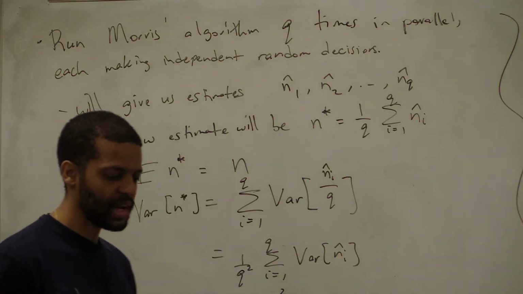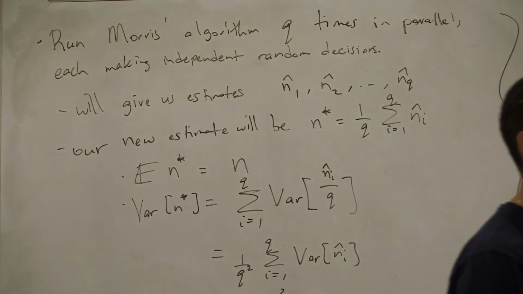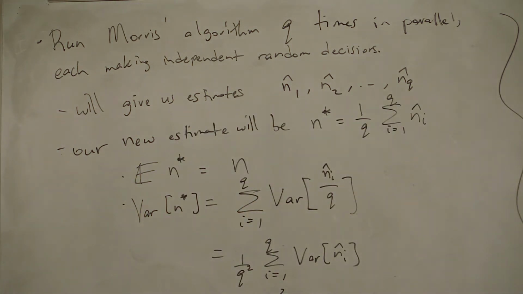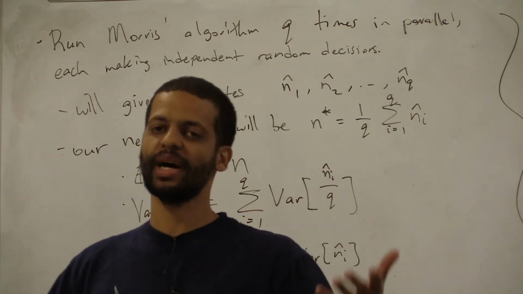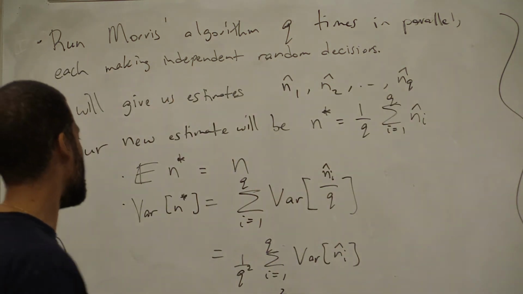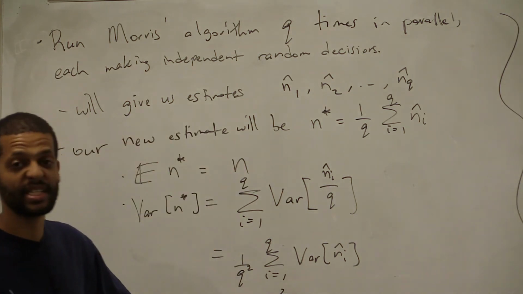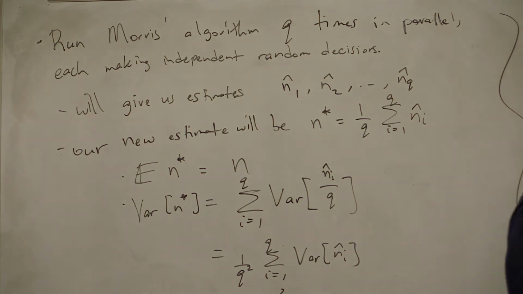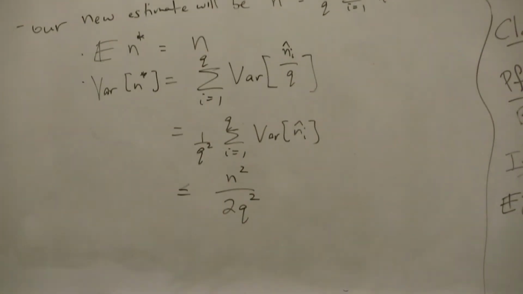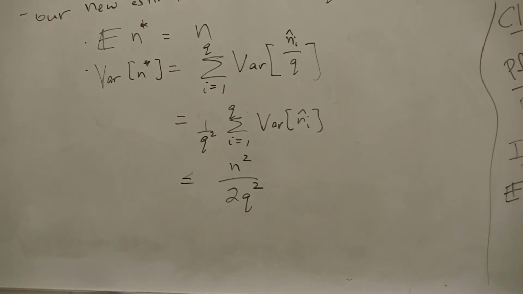So if we just run the algorithm q times in parallel, that's going to use q times as much memory, because there are q copies of the algorithm running side by side. But at the same time, we get to improve the variance by a q squared factor. What does that mean now for the approximation guarantee of the algorithm?